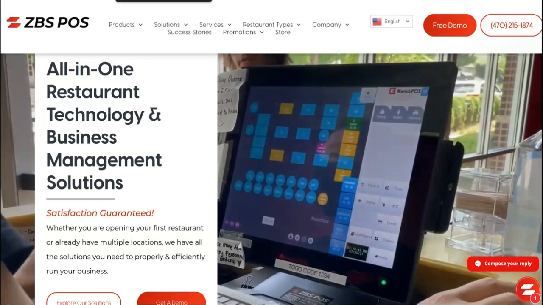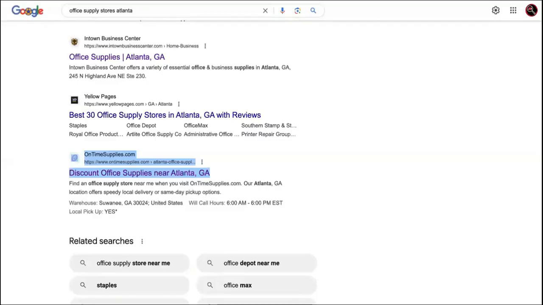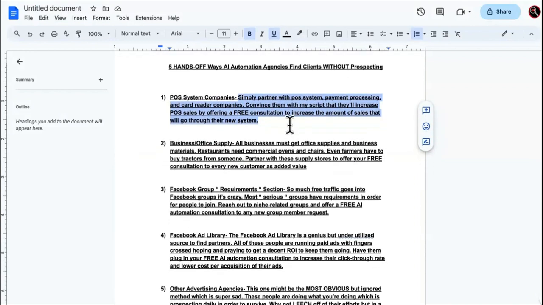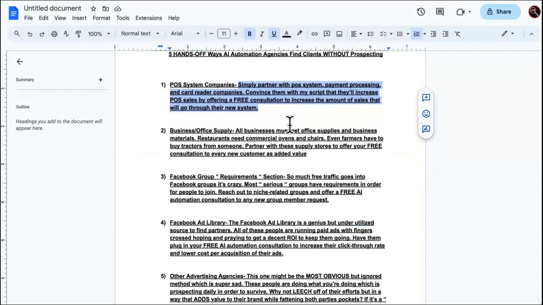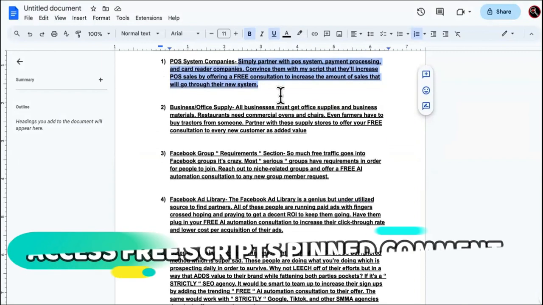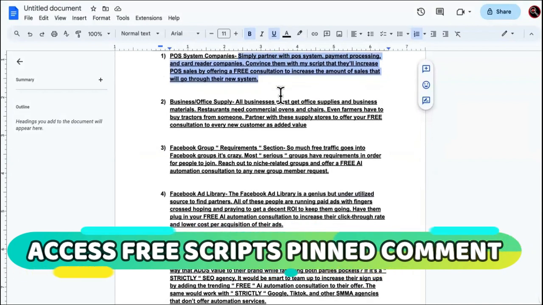You'll be able to sign clients effortlessly. Before we move over, I didn't even explain: simply partner with POS system payment processing companies and card readers. Convince them with my script that they'll increase POS sales by offering a free consultation to increase the amount of sales that will go through their new system. So it marries together. If you get a new POS system, that means you want to collect payments, so let's increase the payments that go through there by automating everything else.